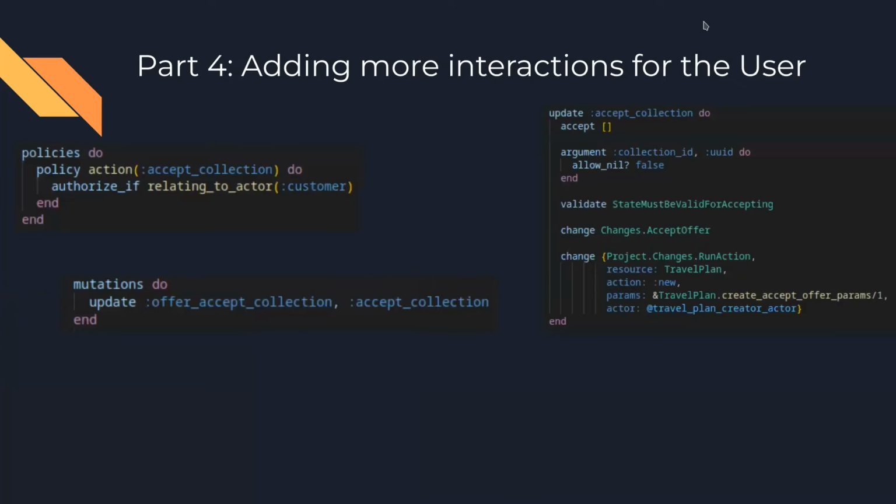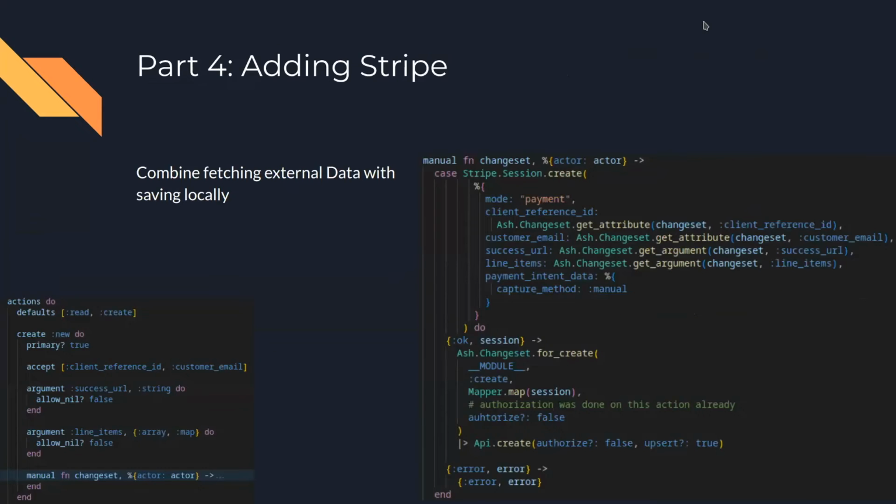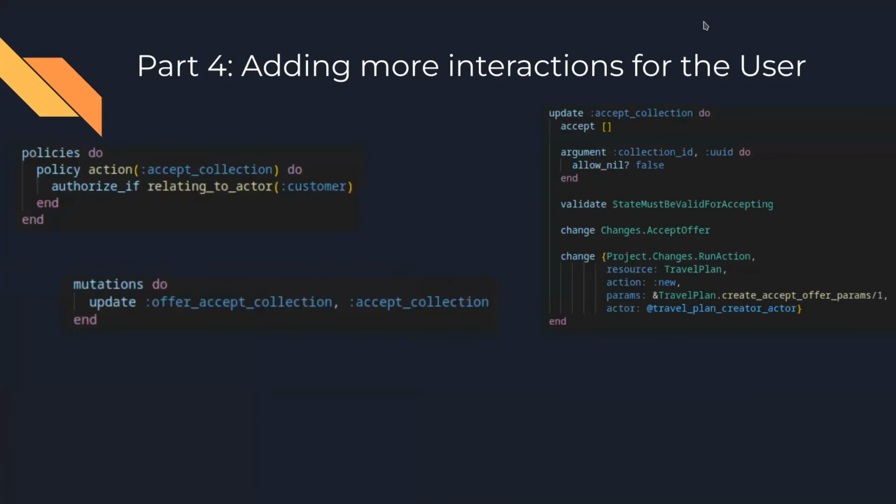So in the changes, you can just manipulate the change set in the change, and this is done in the for create here. And if you add lifecycle hooks to the change set inside of the change, then this is run during the execution of the actual action.